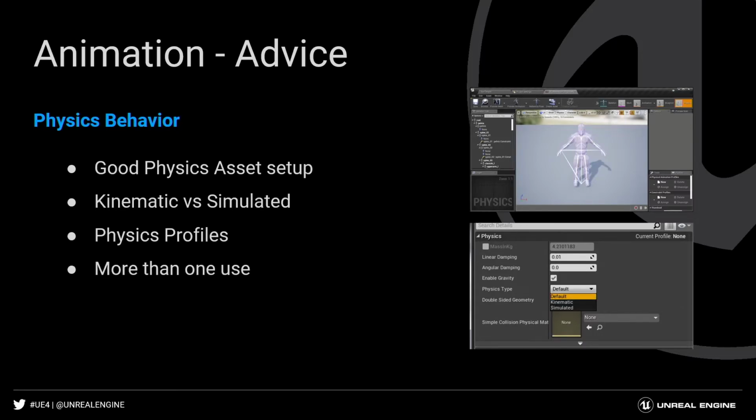As I said, you can create a physics profile. The good thing about physics profiles compared to doing that in the physics asset is that you can have several of those and change them at runtime. So you can have a drunk physical behavior, and suddenly change to a regular one.